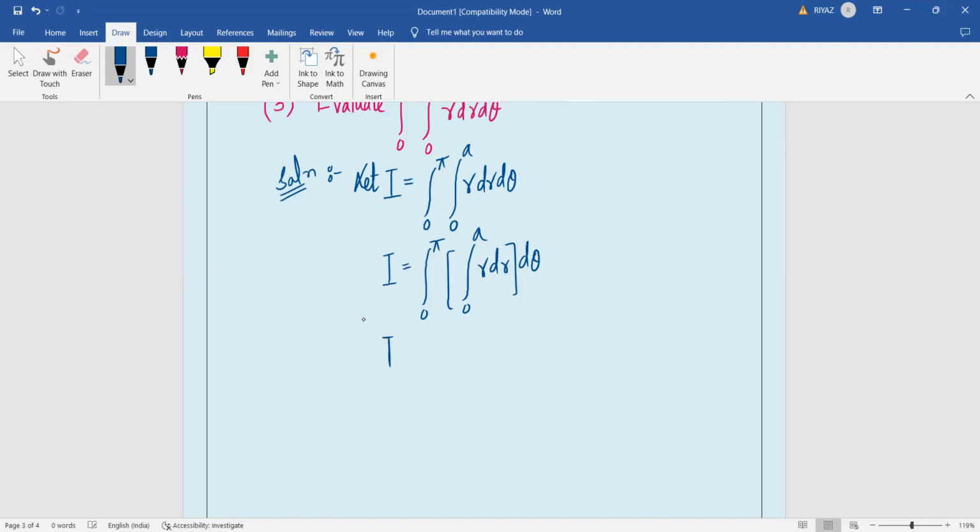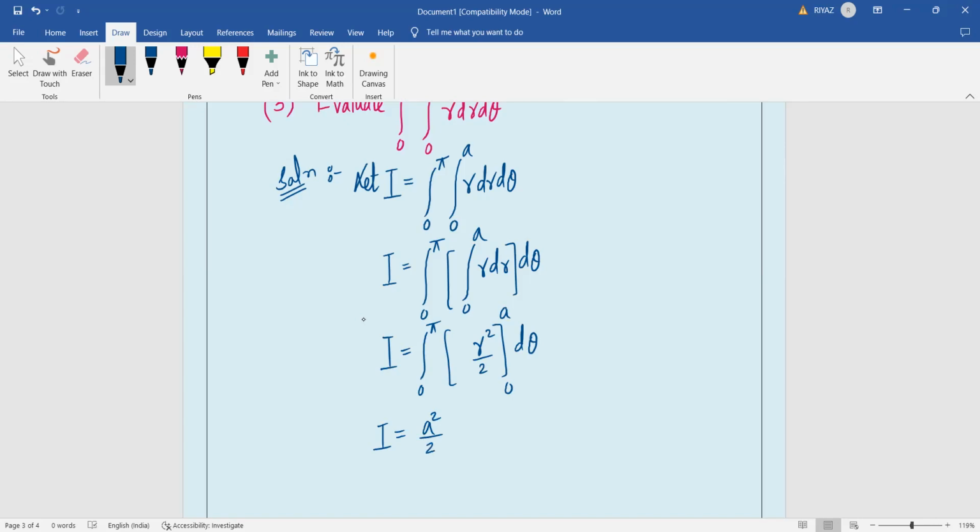This is I equals the integral from 0 to pi. What is the integration of r? r square by 2, and their limits are 0 to a, and then d theta as it is. Upper limit minus lower limit: when I substitute the upper limit, we get a square by 2, and the lower limit gives 0.